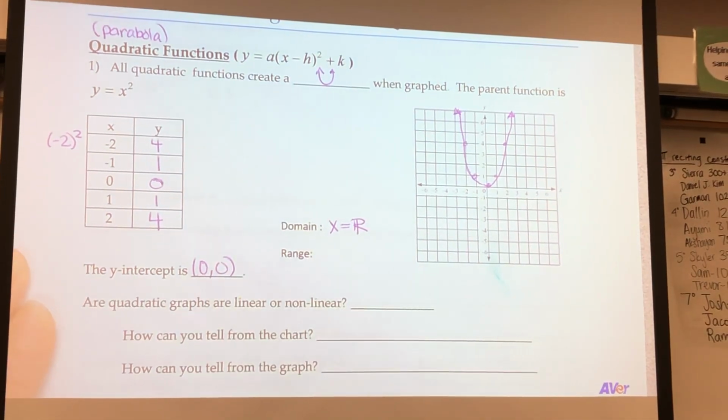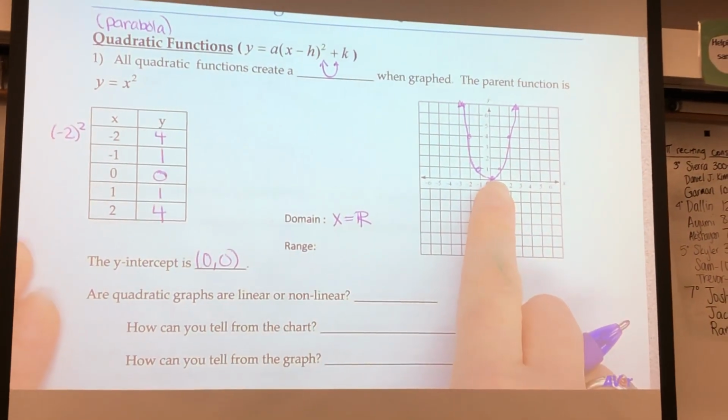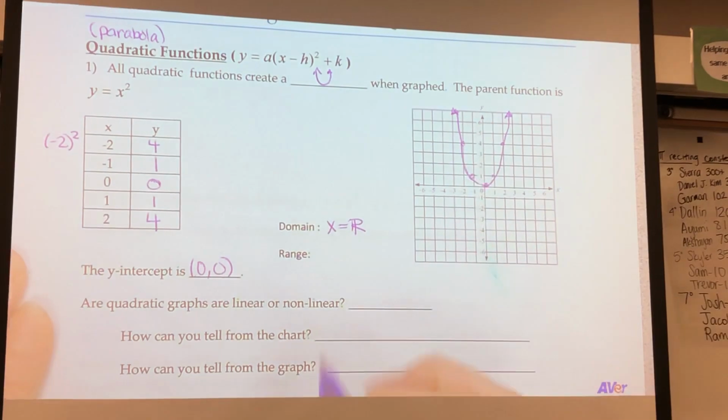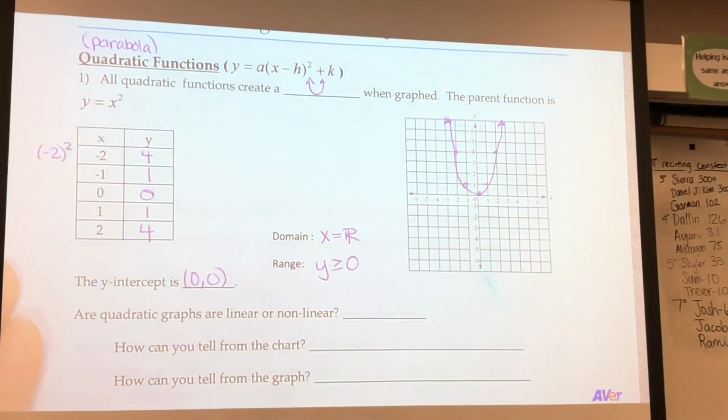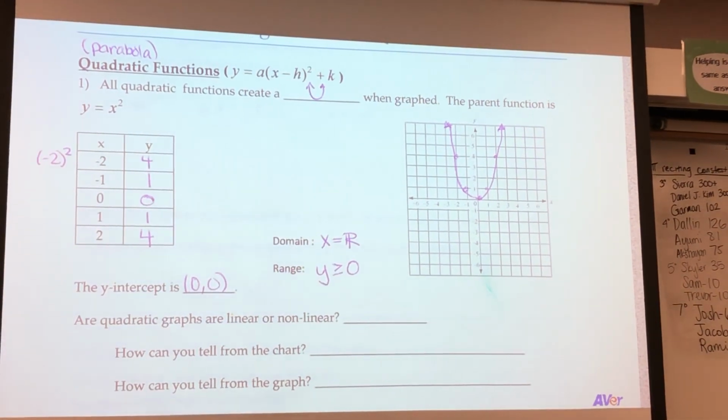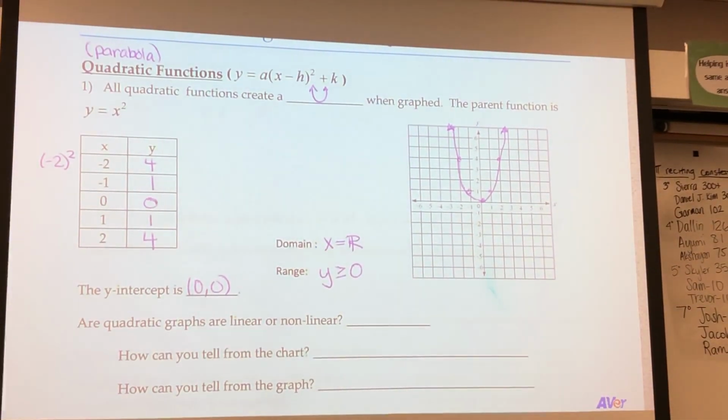My range, though, notice that it kind of has a minimum, and then it's going up from there. So my range is going to be y is greater than or equal to 0. If you prefer interval notation, feel free to do that. I'm going to stick with inequality notation.